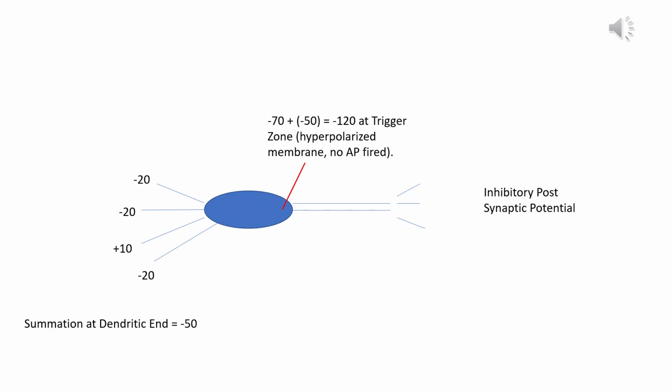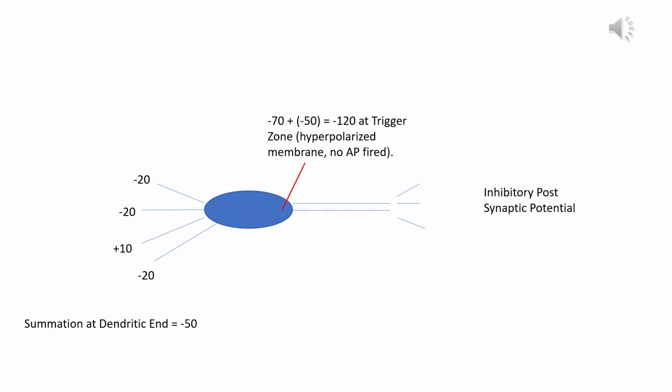We have four stimuli arriving by way of the dendrites and causing a change in the membrane potential of the nerve cell body. Notice that we have minus 20. That means chloride channels were opened by that stimulus. The next one also, minus 20. That means chloride channels were opened. That hyperpolarizes our membrane. We have a stimulus coming in which is depolarizing. That plus 10 is depolarizing. Then we have another stimulus coming in, which is minus 20.